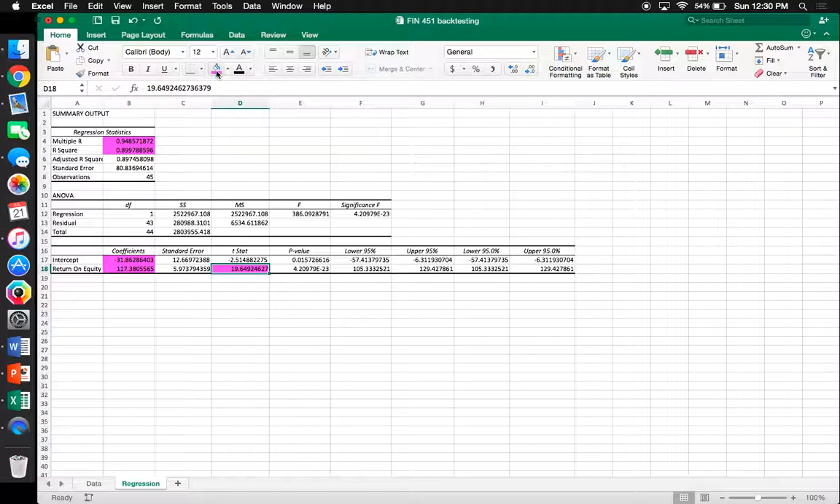So I believe after running a regression and backtesting my hypothesis, which was if a company has a high price to book ratio, it will also have a high return on equity, I can conclude that a company's price to book ratio is definitely highly correlated with its return on equity.